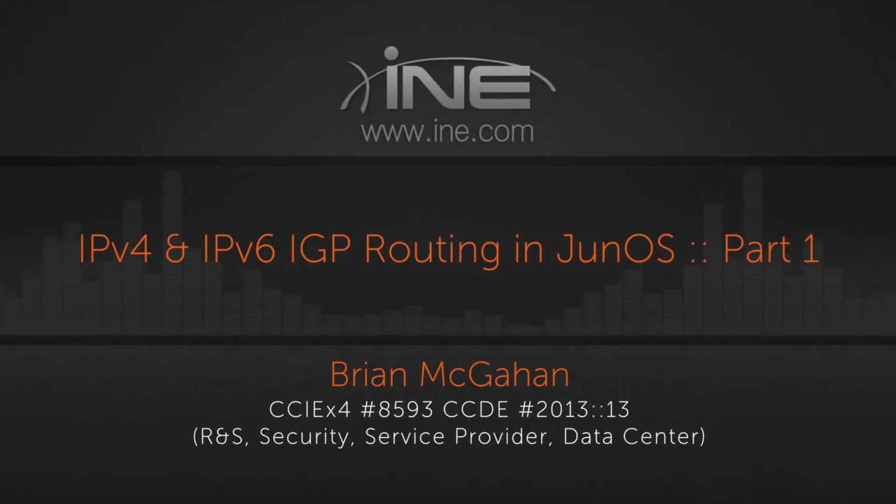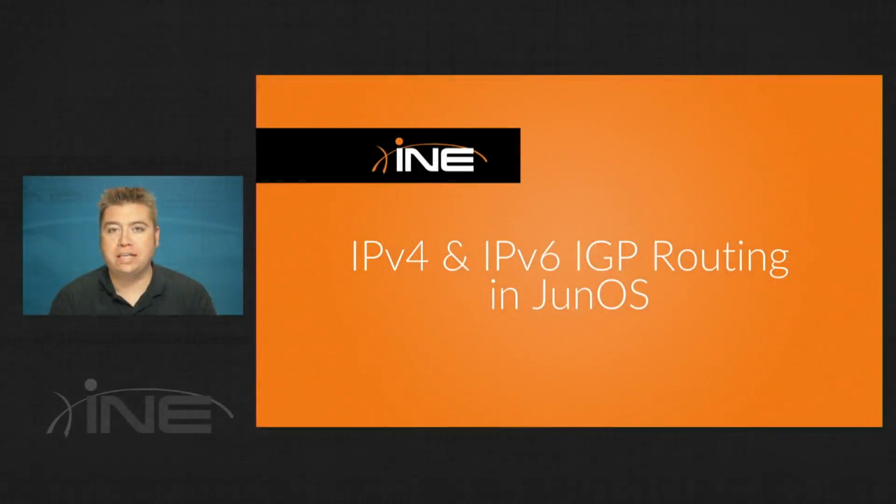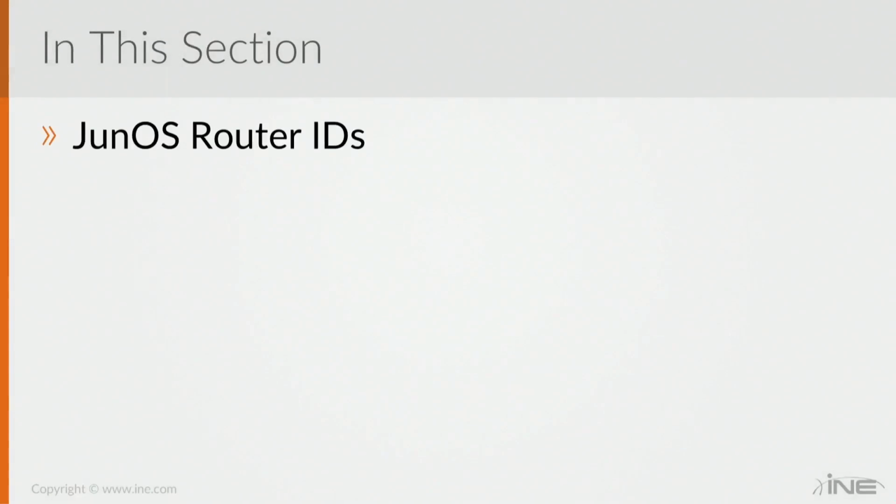So in our next section, we're going to begin our discussion of interior gateway protocol routing, or IGP routing, in JunOS, both for IPv4 and for IPv6 address families. We'll talk a little bit about the router IDs in JunOS. As I mentioned before, there's a difference as to where you set these as compared to iOS. This is going to be once global for the entire system.